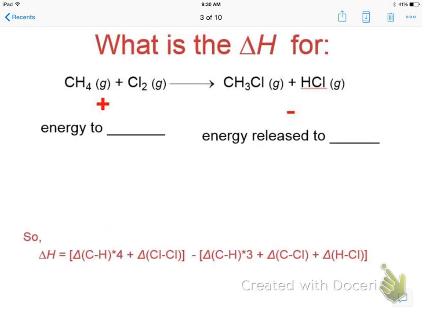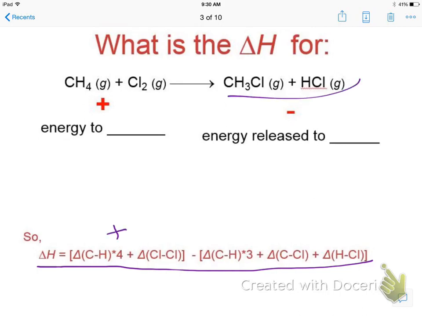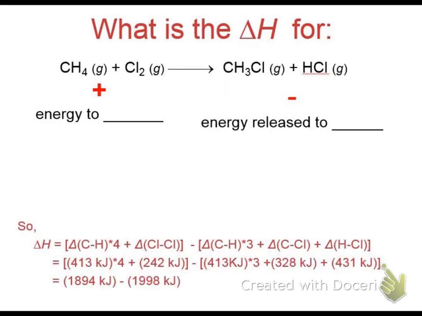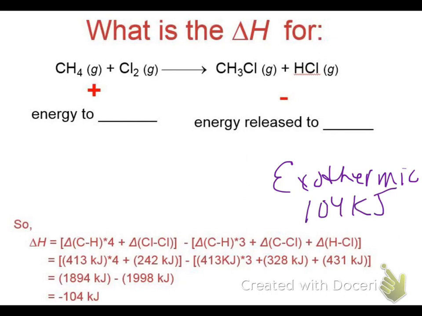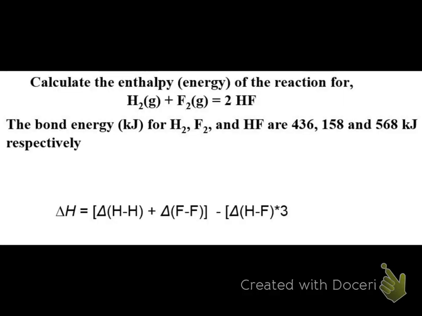So the way this would work, here's what I've written: the bond energy for CH times 4 plus the bond energy for Cl-Cl is the energy in, and what I get out is the energy from forming these bonds. I just plug in the values from the table. When I do that, I get a final value of negative 104 kilojoules, which means it's an exothermic reaction generating 104 kilojoules of energy. Okay, so try this one.